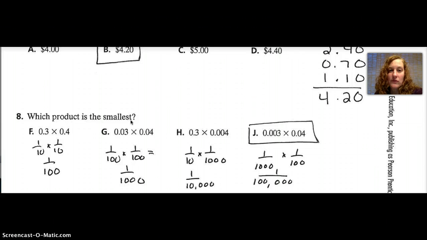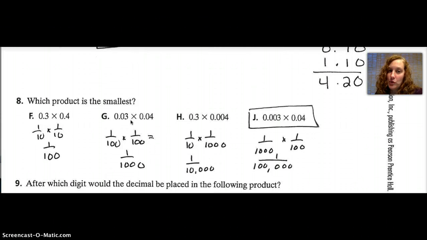Which product is the smallest? So decimal multiplication here, they're trying to see if you can remember how you assign decimals with decimal multiplication. Remember, a couple ways you could do this. You could multiply them as if they were whole numbers and then put the decimals in.